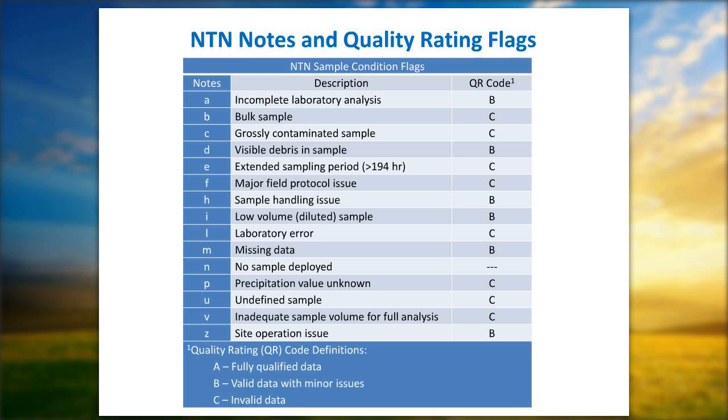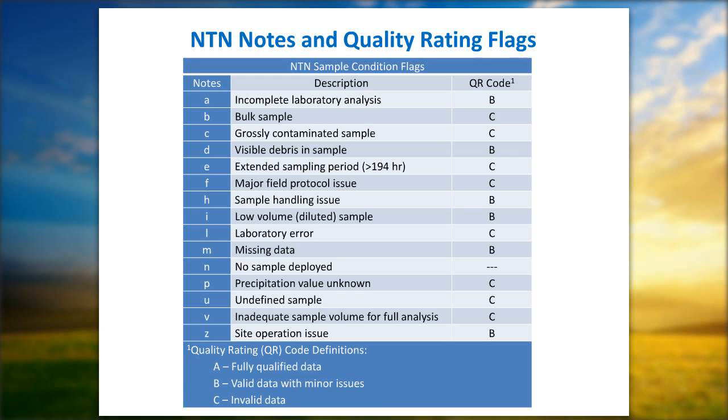to collect the following sample for the period to be considered valid. So we set a maximum sampling period of 194 hours for a period to be considered valid. So if it's a 2-week sample or a 3-week sample, it's considered invalid. F, major field protocol issue, indicates a major issue at the site.